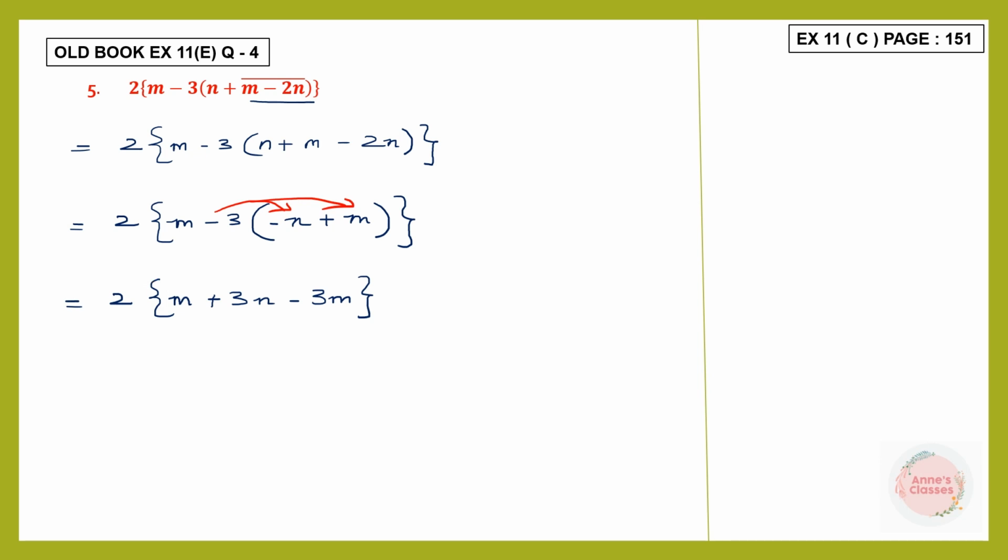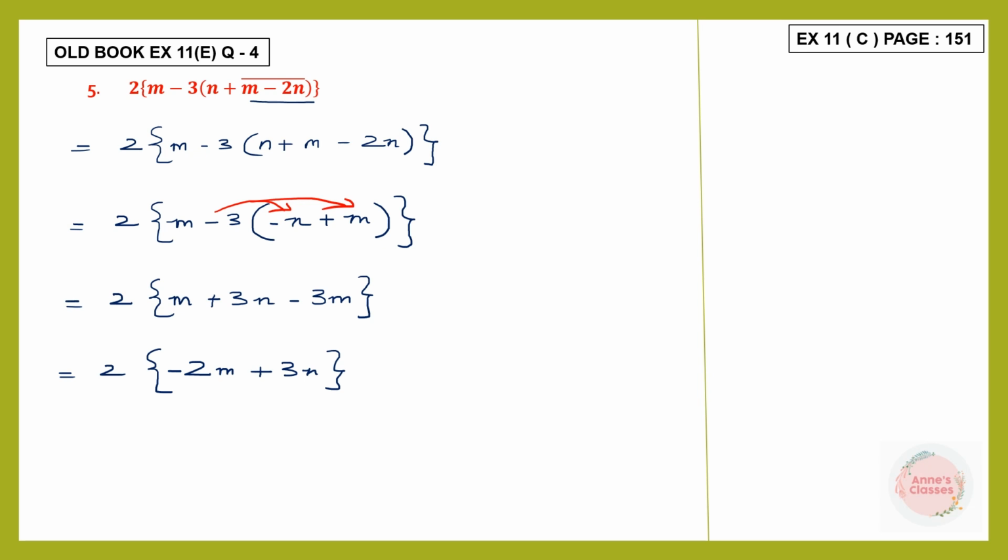Let's work out what is inside this. Okay, so here we have m and minus 3m. So we can work that out. So let's write this again. 2 and then m minus 3m. Signs are different. Put the sign of the bigger number and subtract. 3 minus 1 is 2, 2m. Then we write plus 3n, close bracket.